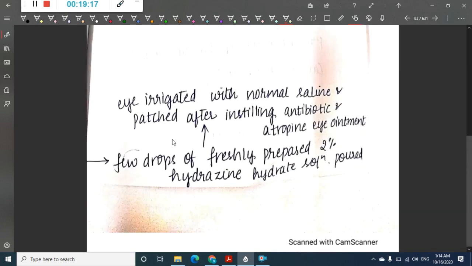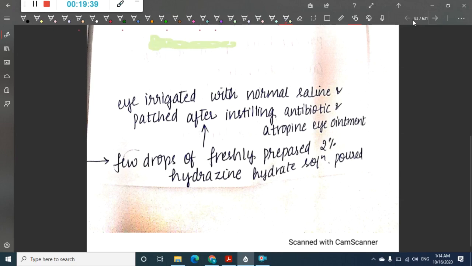Then after removing the filter paper, freshly prepared 2% hydrazine hydrate solution is poured on it, and then the eye is irrigated with normal saline and patched after instilling antibiotic and atropine eye ointment. So this is the procedure which is called tattooing of scar. Anyways, we are not doing it now.